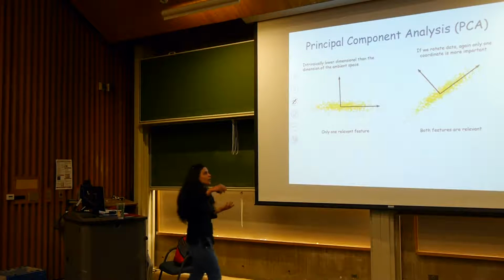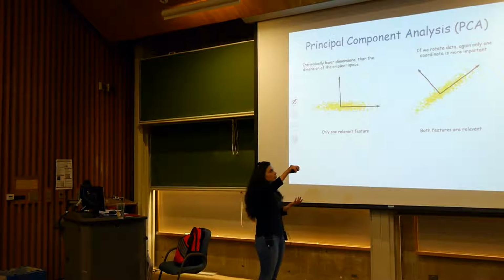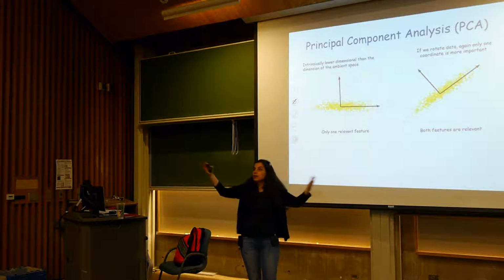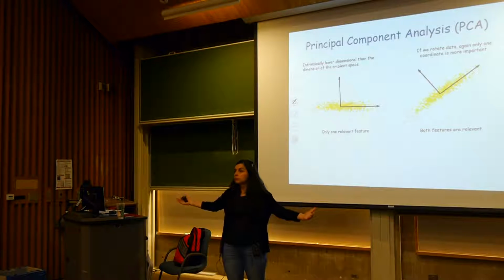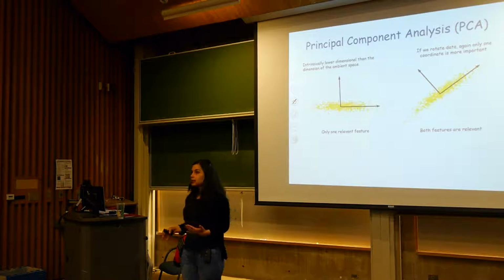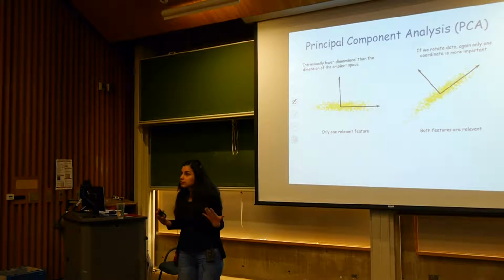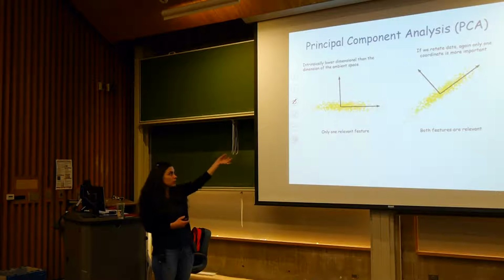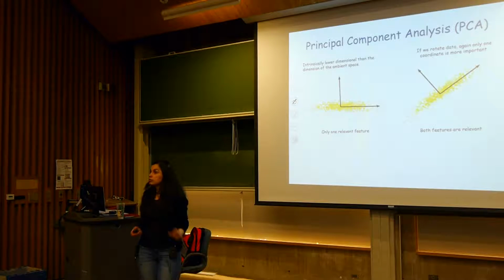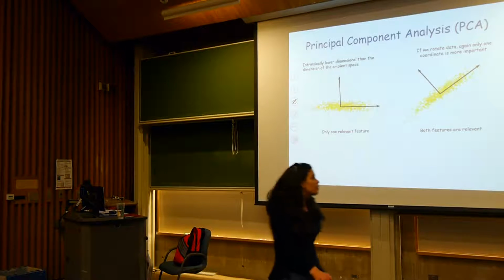Or another way, even without rotating, if I look at it, there is this direction. It's not an original feature, but it's a direction that again captures most of the information in the data. If I could find that direction and represent everything in that coordinate system, things would be easy. I would need just one number to store each data point. So that's the picture.